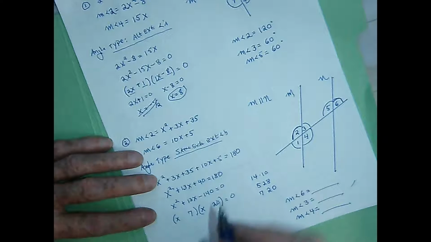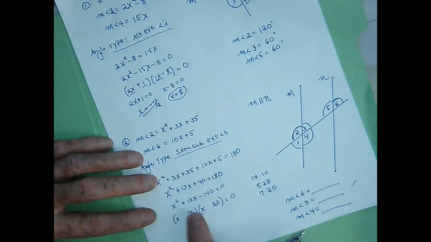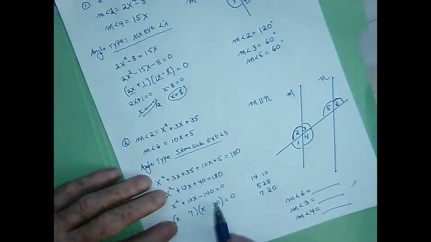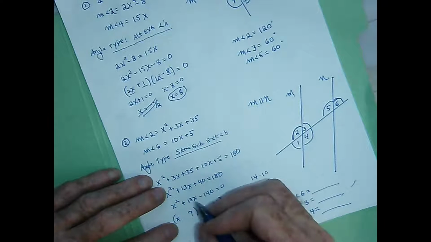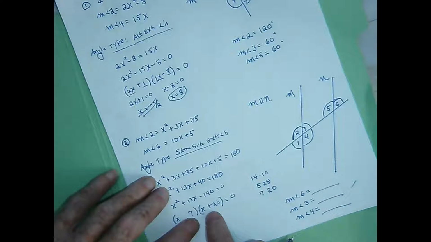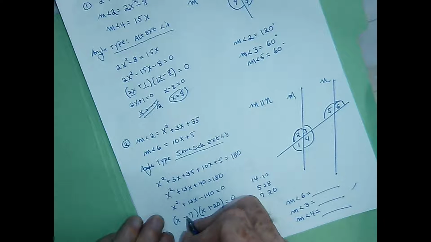Good looking factors of 140, but I know that this number times this number gets me a negative 140. So one of those has to be negative. Since the 13 is positive, I think the larger product, when I multiply these, should be positive, and the smaller product, the 7x, should be negative.